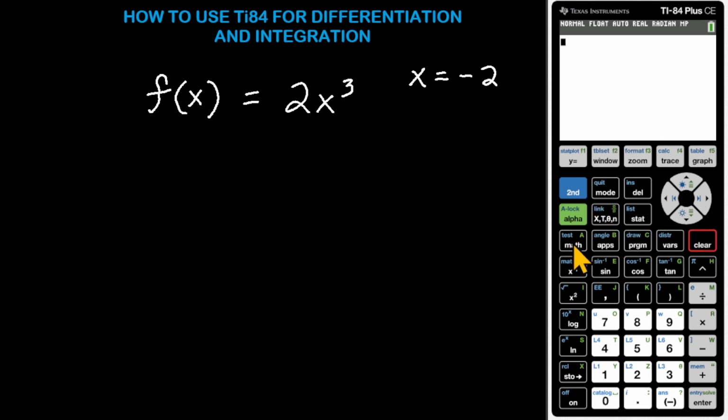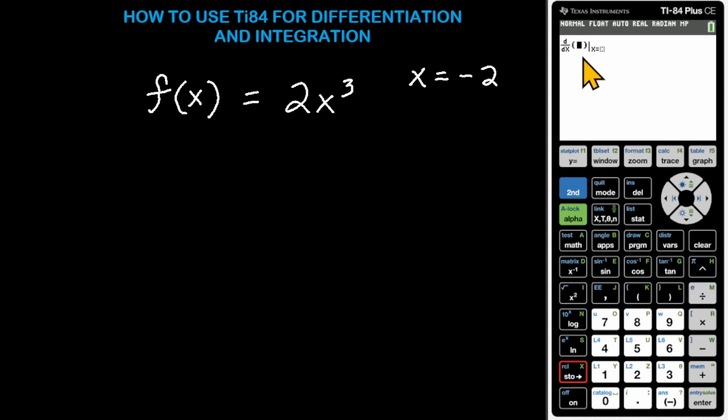So once you're here, push math. The eighth selection is for derivative. You can just push the number 8 or you can toggle down. I'm just going to push 8. It's now asking you, this is the derivative with respect to x. So I need an x there. I can push alpha, and this button over here has an x.